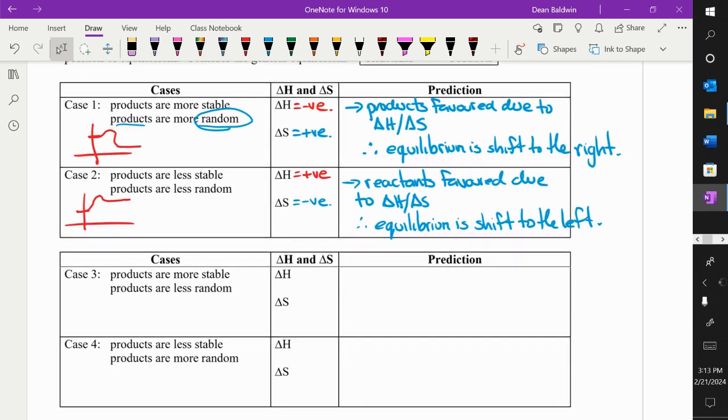So, what if the products are more stable? Endo or exo? Exo. Okay. So it's an exothermic reaction. That's delta H. So delta H is negative. But the products are also less random. So that means delta S is negative.